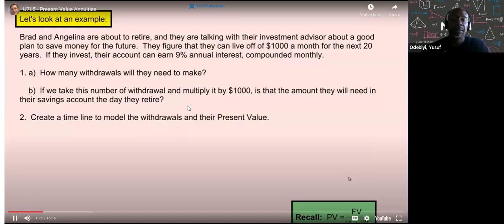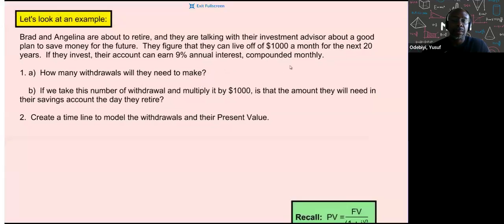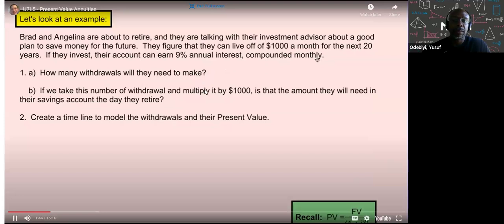But whatever. If they invest, their account can earn 9% annual interest compounded monthly. Realistically, that's a lot. So here's question number 1A. How many total withdrawals will they need to make? Well, let's figure this out right away. If they're going to live off $1,000 a month for the next 20 years.